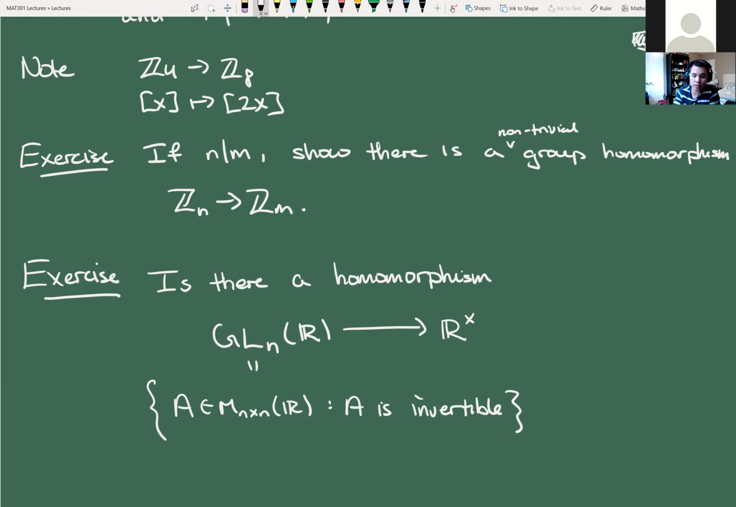There are these two exercises here. Neither of them are particularly difficult, but see if you can solve them.